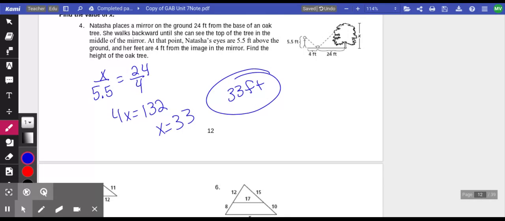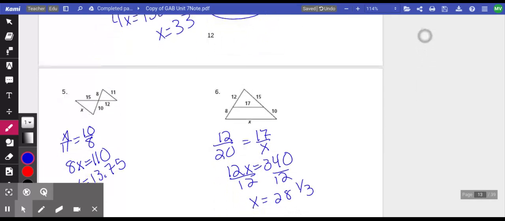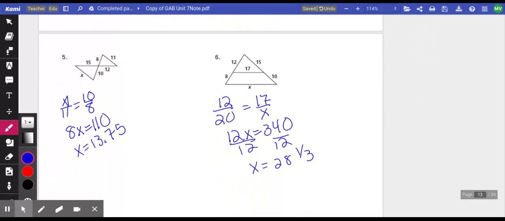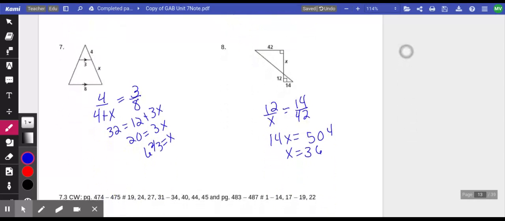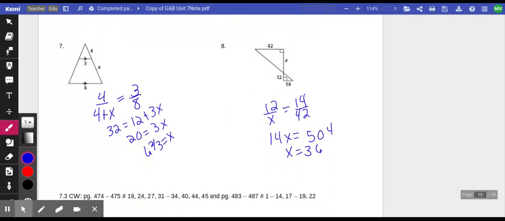Okay, so number 4, my answer is 33 feet. Number 5, my answer is 13.75. 6, my answer is 28 1/3. 7, my answer is 6 2/3. And 8, my answer is 36. If you have any questions on any of these, please ask me during class.